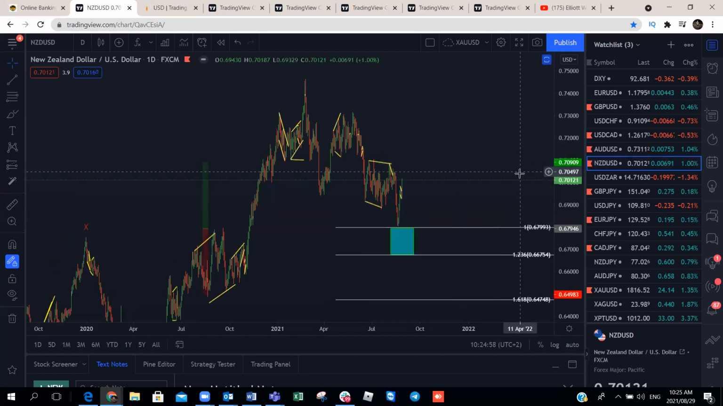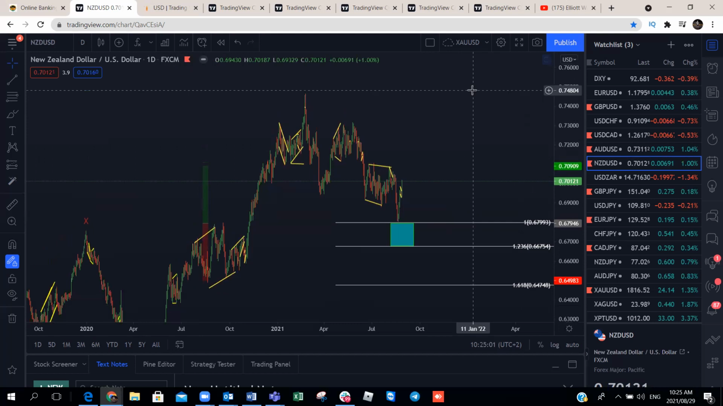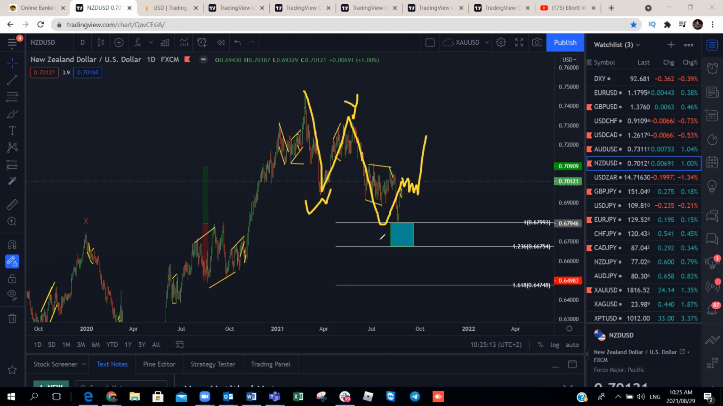Now, this one is inch perfect. This is now New Zealand US dollar, which has now reversed at the blue box. So this one supports the structure in that we've got a clear 3-wave structure here, 3-wave structure here, and we've now made an impulse. So we look for pullbacks for more upside here. WXY textbook corrective structure here.